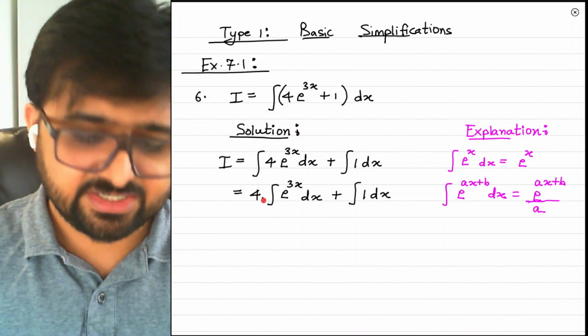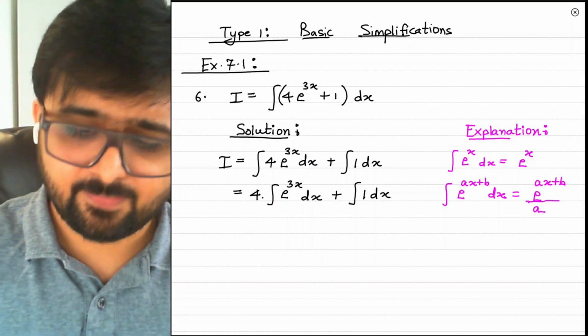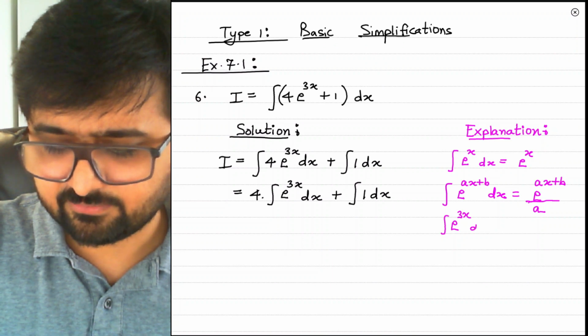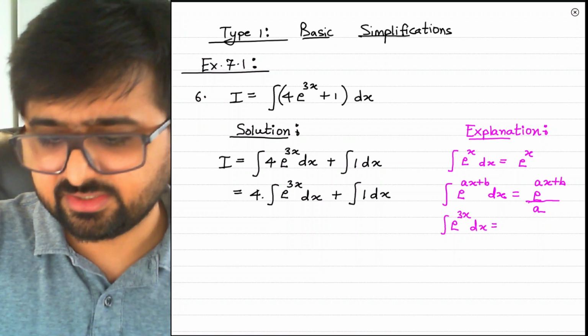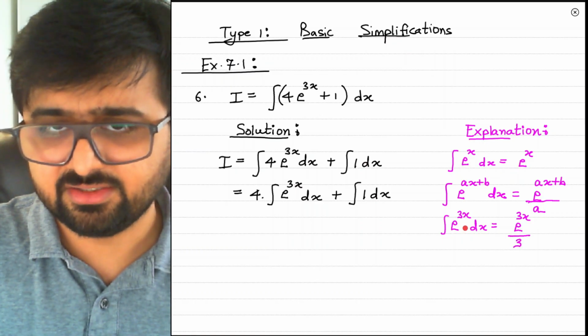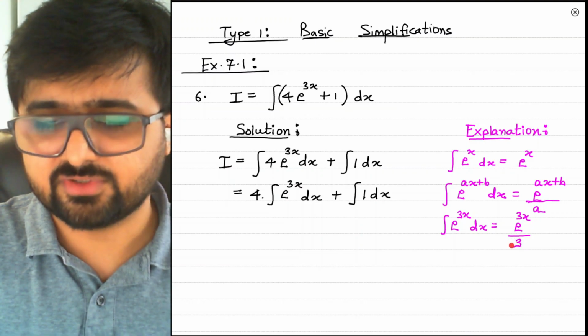Okay. So we can do the same thing here as well. So if it was e to the power 3x dx, like we have here, the integral would become e to the power 3x divided by 3. So the same formula can be applied, but you just have to divide by the coefficient of x.